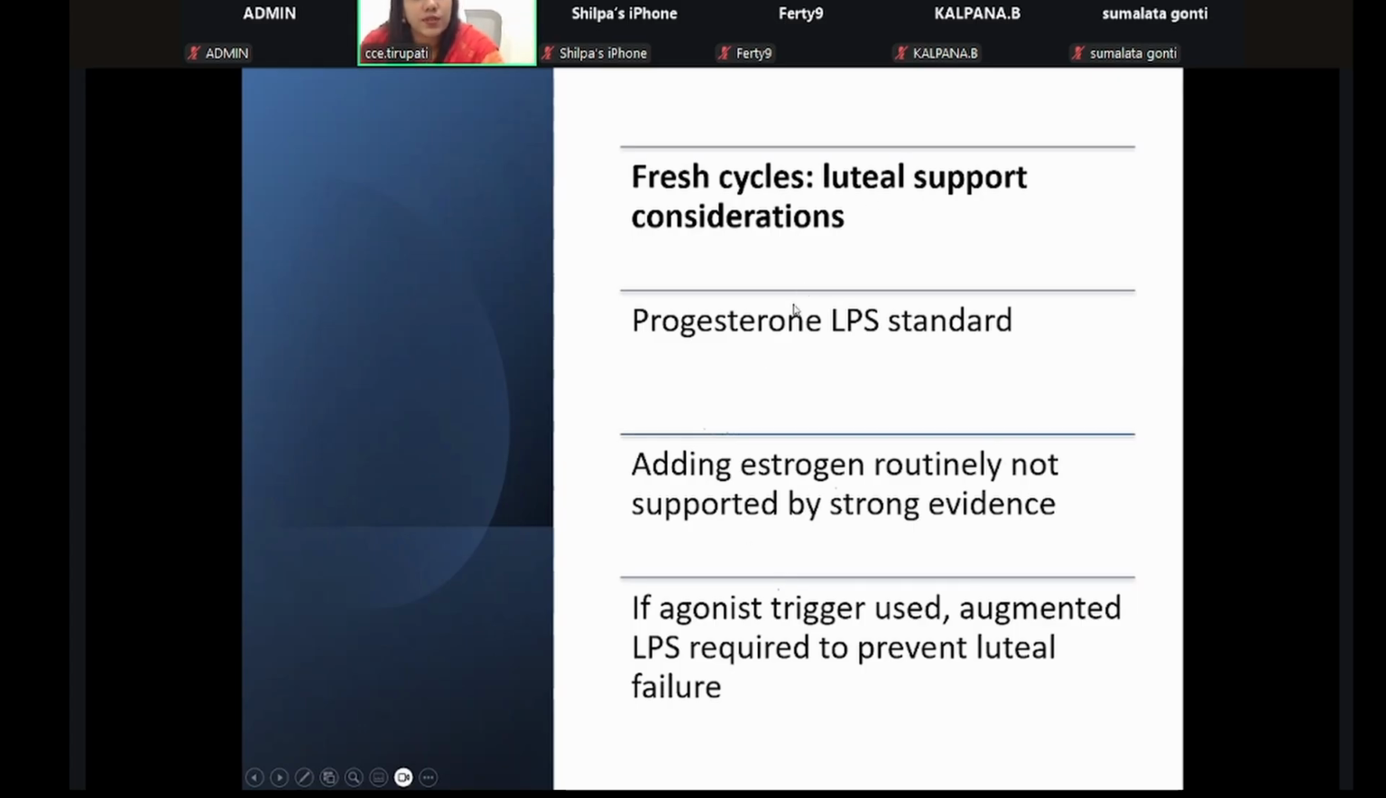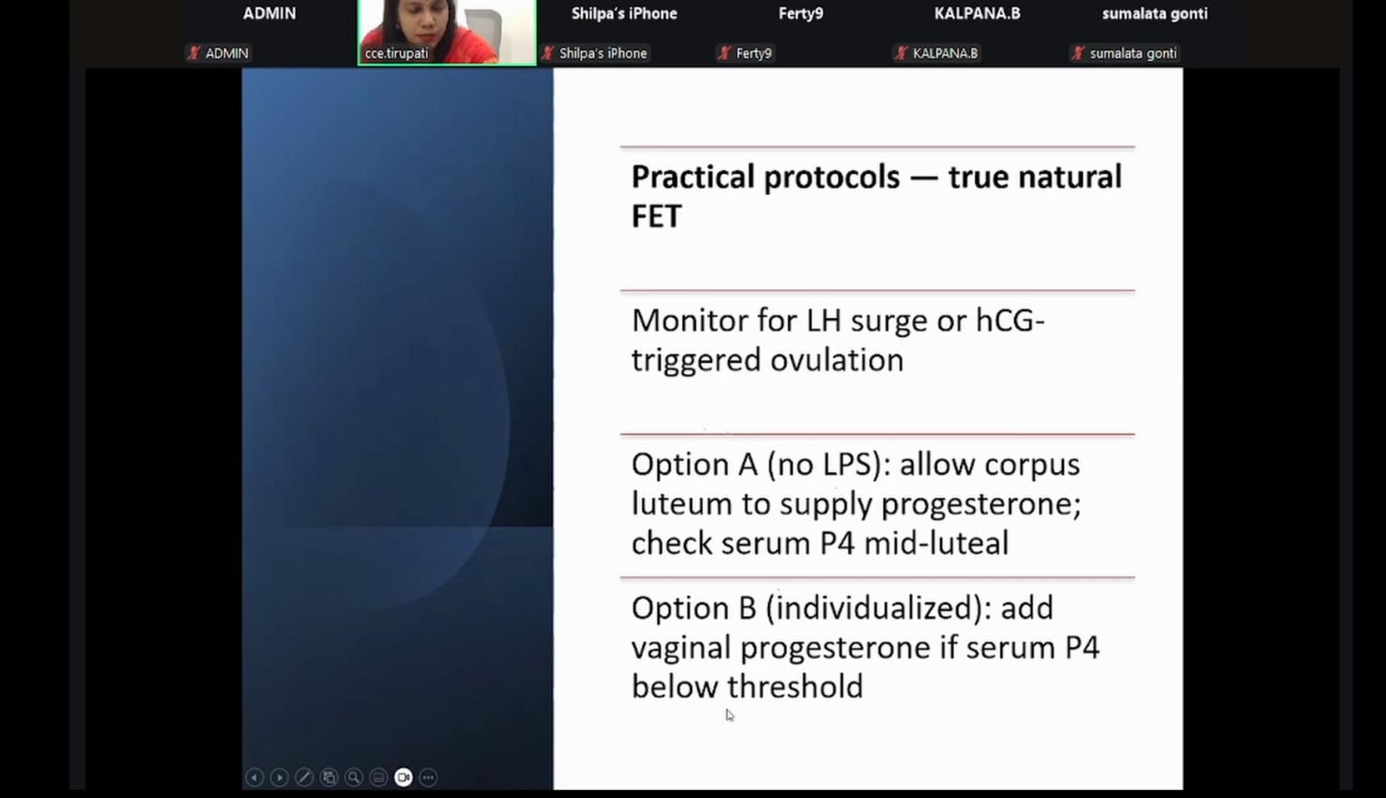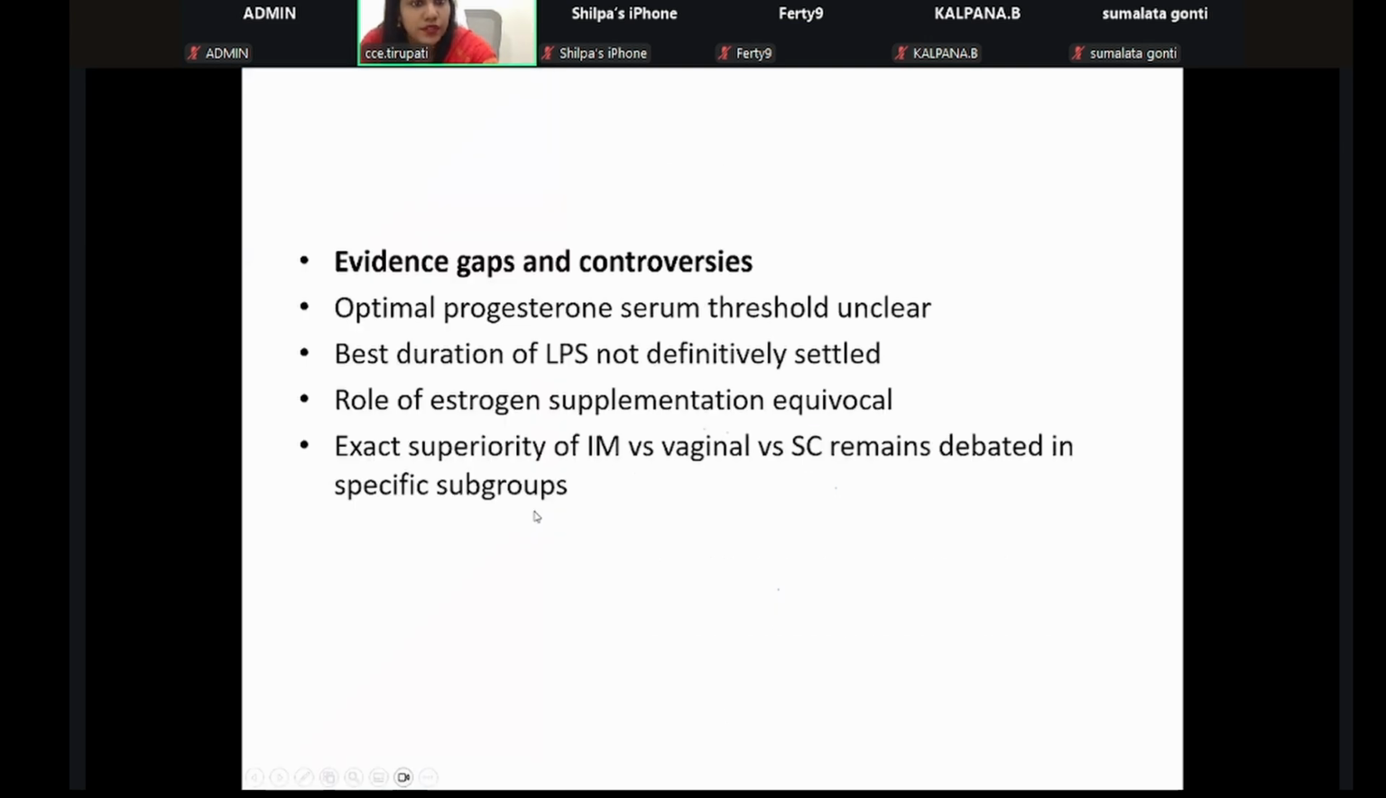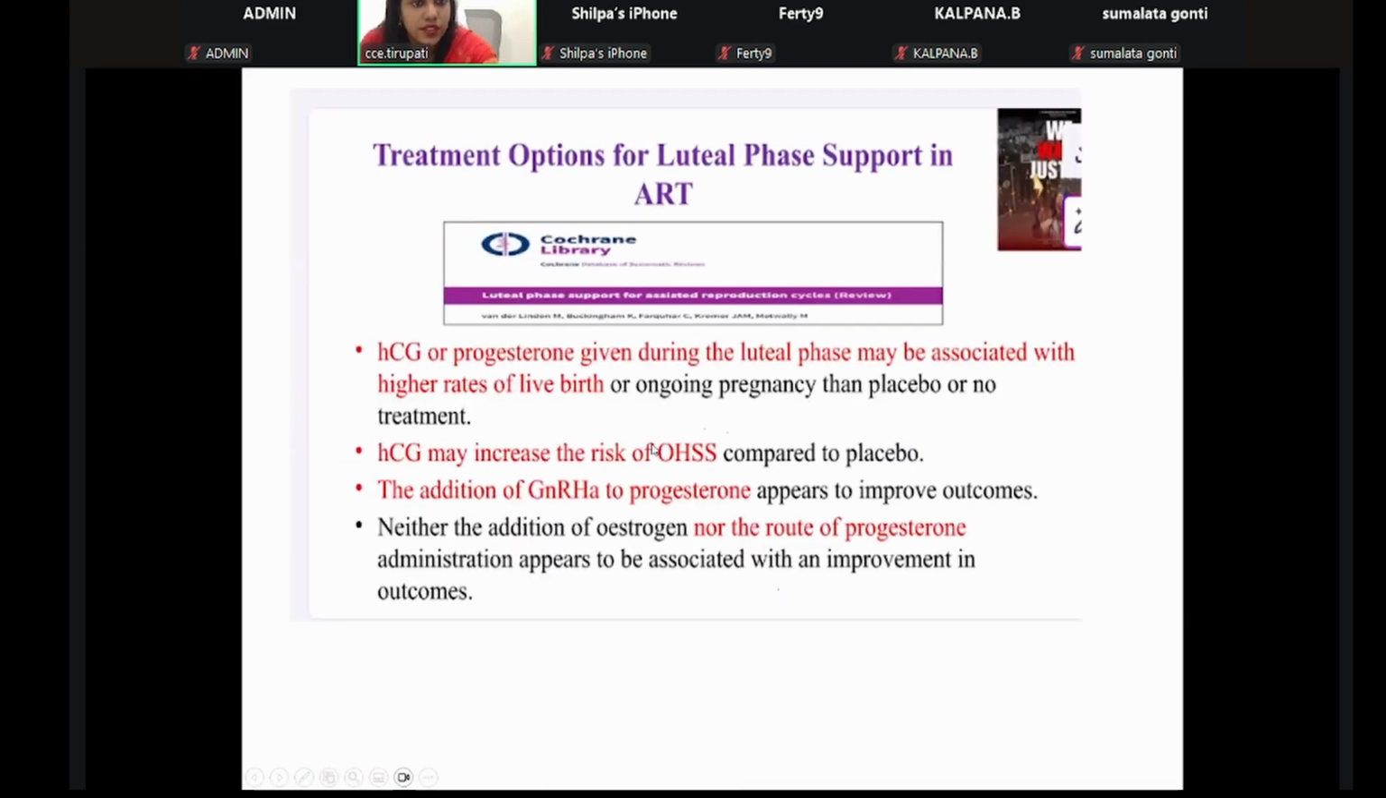In fresh transfer also we should add progesterone. Adding estrogen is not routinely supported by strong evidence. If agonist trigger is used, then we can add progesterone also, because we need more luteal phase support with agonist trigger. This is from a Cochrane study: HCG or progesterone given during the luteal phase may be associated with higher live birth rates. So we can consider HCG also, but it is not useful in HRT cycles.